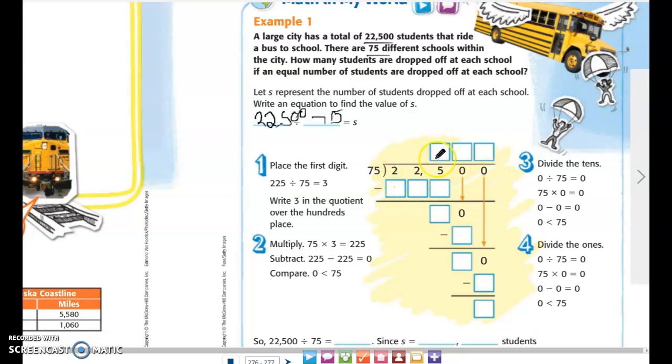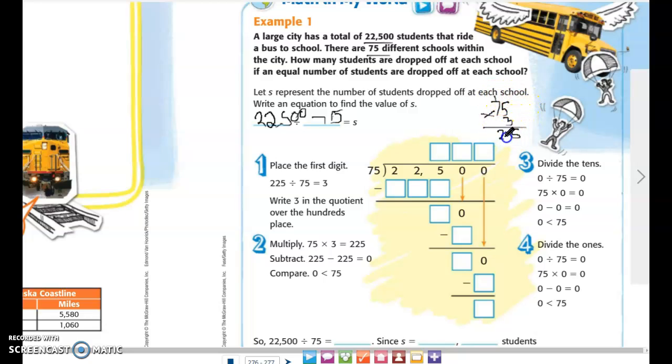Remember yesterday we played with numbers? And we need to see how many times. So how many times do you think 75 can go into 225? 3 times. Let's try it. Let's try 75 times 3. Okay? So, what is 3 times 5? 15. And 7 times 3? 21. Plus 1 more? 22.